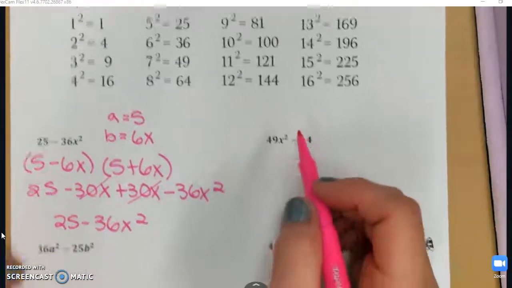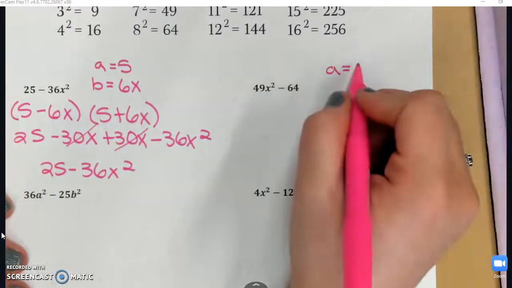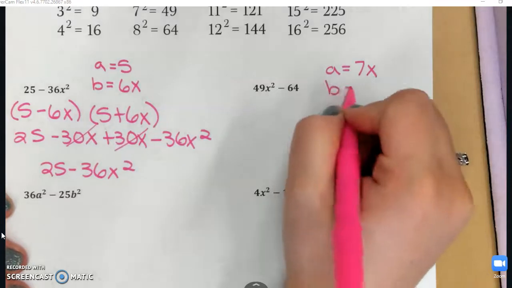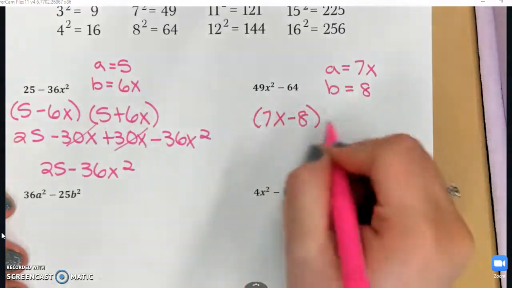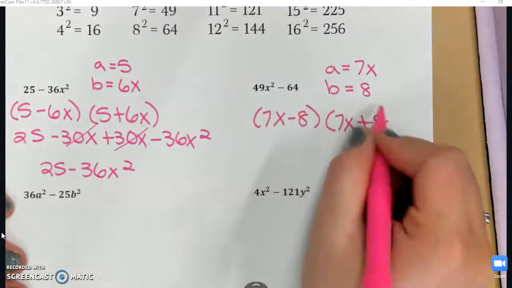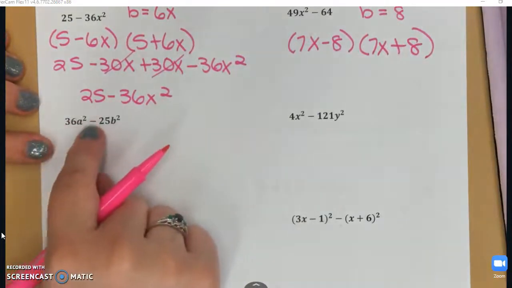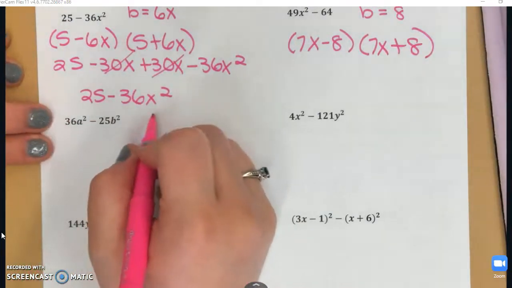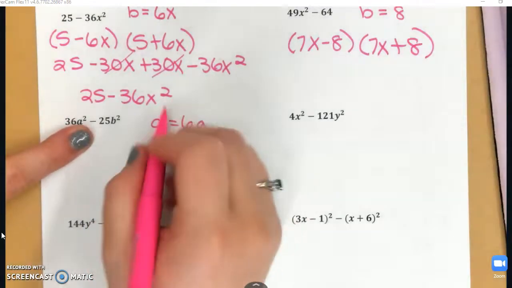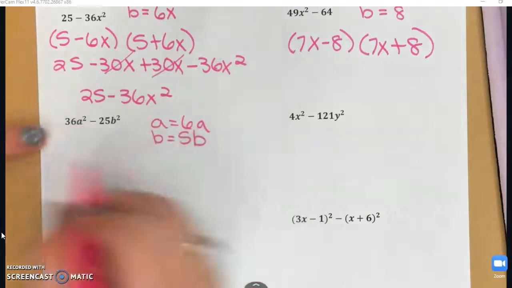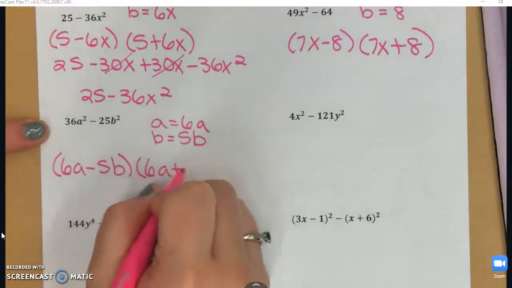All right, let's practice again. 49x squared minus 64. My a, square root of 49x squared, is 7x. My b, the square root of 64, is 8. So a minus b times a plus b. On to the next one, 36a squared minus 25b squared. Square root of 36a squared is going to be 6a. Square root of 25b squared is going to be 5b. So 6a minus 5b times 6a plus 5b.